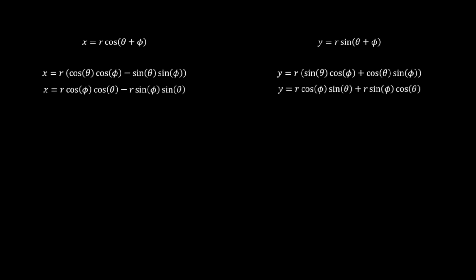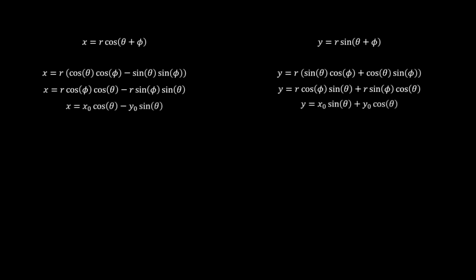Now, as you can notice, r cosine phi and r sine phi are familiar, right? We already derived those earlier. r cosine phi is x naught and r sine phi is y naught. So, we will replace r cosine phi with x naught and r sine phi with y naught.